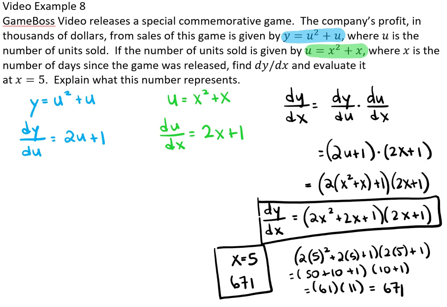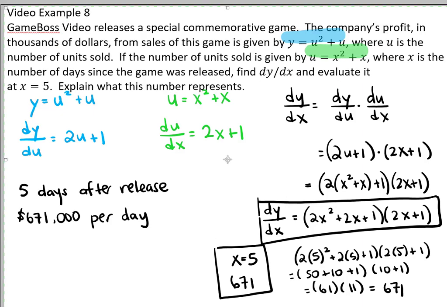Well, to be able to understand what that means, let's go back to the name of this function. It is dy dx. It is the change in y over the change in x. The change in y, well, y stands for the company's profit in thousands of dollars, and then x is the number of days since the game was released. So 5 days after the game was released, the change in sales is $671,000. You want to make sure you put the dollar sign here because that's what the y variable stands for, and you want to say per day because that's what the x variable stands for. So the sales change $671,000 per day, 5 days after the release.